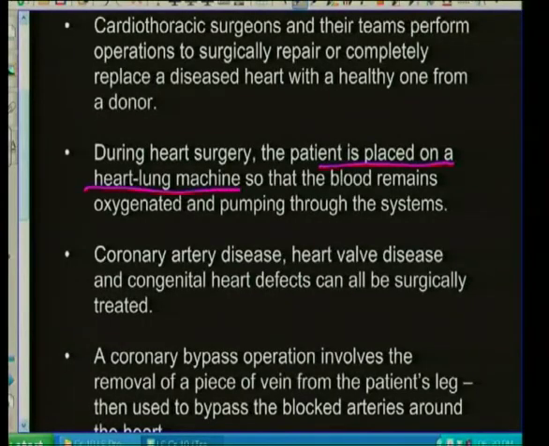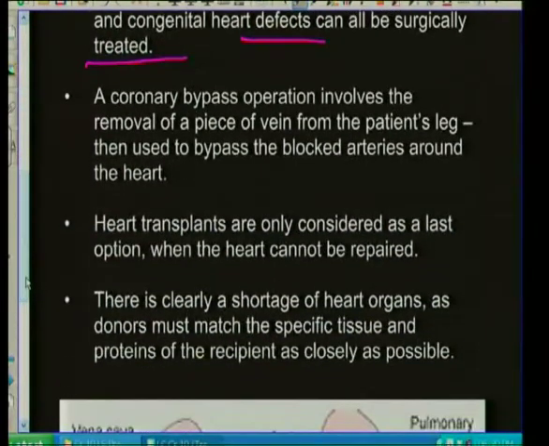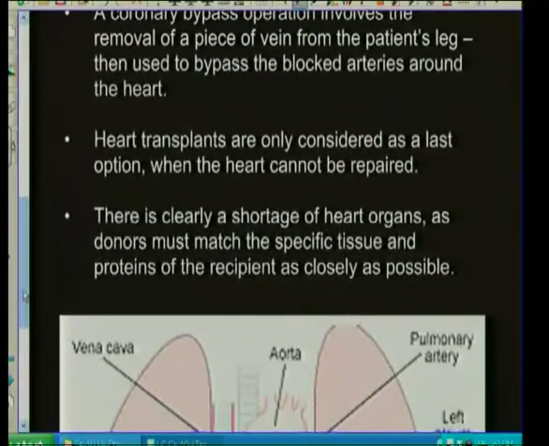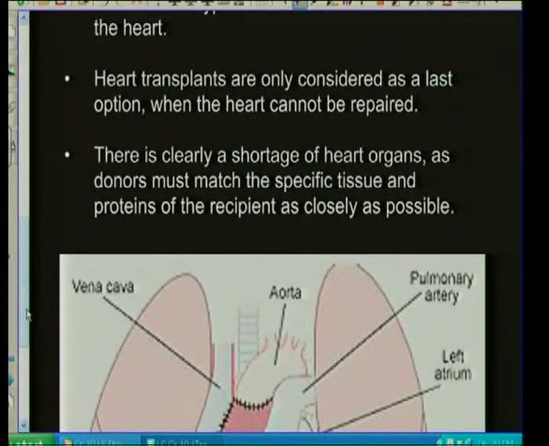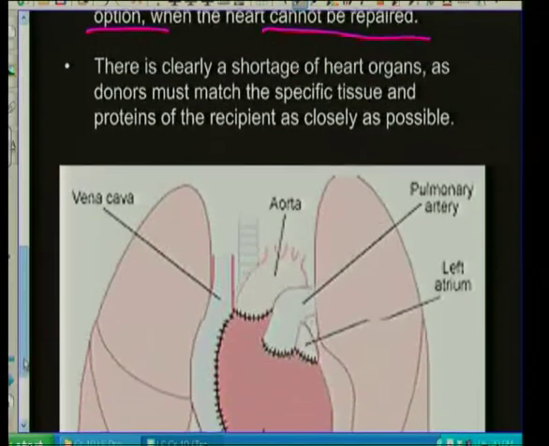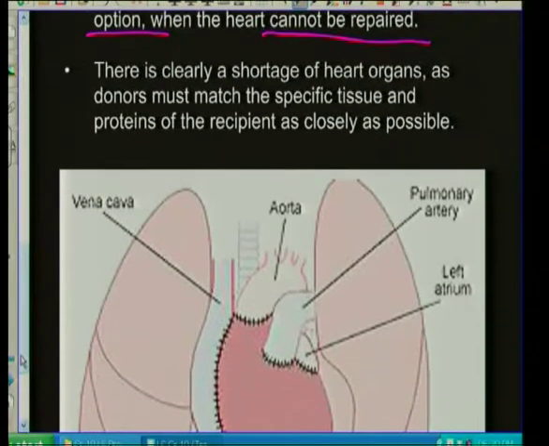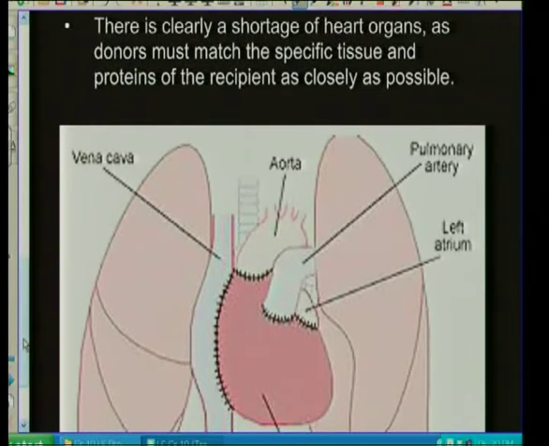During heart surgery, the patient is placed on a heart-lung machine so that the blood remains oxygenated all the time. Coronary artery disease, heart valve disease, and congenital heart defects can all be surgically treated. We spoke about the coronary bypass already, and heart transplants are only considered as a last option when the heart cannot be repaired. Obviously, there's a shortage of organs, as donors must match the specific tissue and proteins of the recipient as closely as possible.